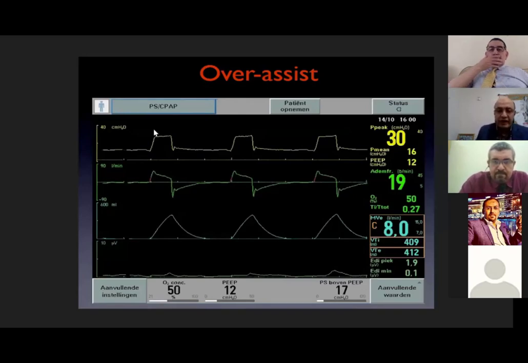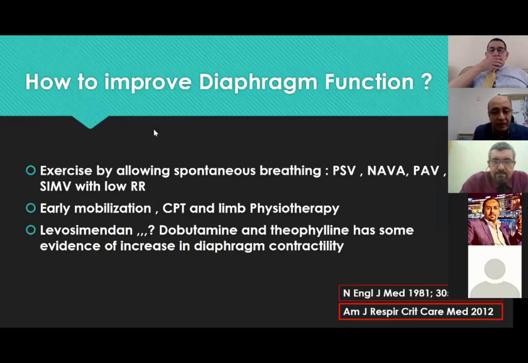What's the solution? You have to allow the diaphragm to work. How can you allow the diaphragm to work? You allow spontaneous breathing every now and then: small pressure support, cautious, judicious use of pressure support, NAVA, BAV, SIMV with low respiratory rate. And once you allow spontaneous breathing, it's like limb physiotherapy. Diaphragm physiotherapy is allowing spontaneous breathing. Allow it to work. Don't forget the diaphragm, please. Allow it to work, except if you have a very severe contraindication to totally controlling the ventilator breath, like in very early ARDS, severe hemodynamic instability, or very high ICP. You cannot allow spontaneous breathing, of course.